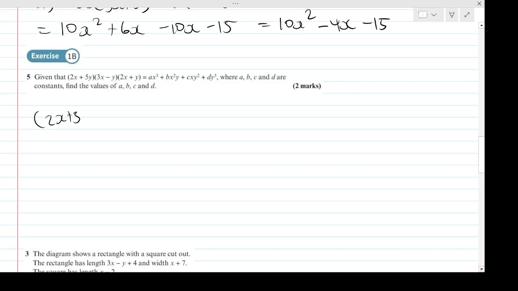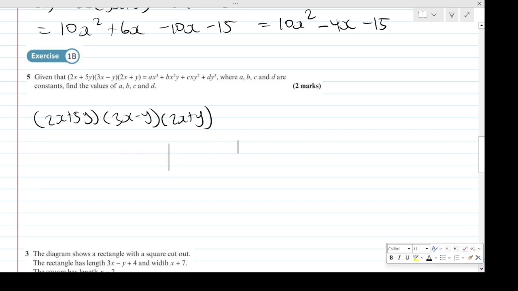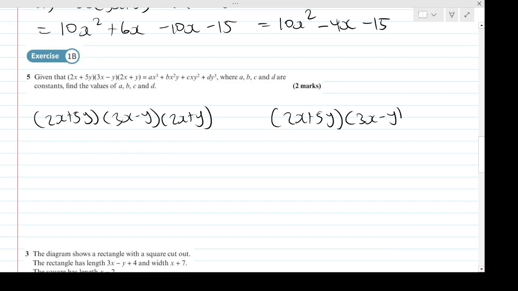So 2x plus 5y, 3x minus y, 2x plus y. Well, exactly what we've just been doing. First, we expanded the first two sets of brackets. So that's going to be 2x add 5y, 3x minus y. Well, that's going to go to, again, I'm going to do the first term, 2x by all the terms here. So 2x times 3x is going to be 6x squared. And then 2x times minus y is going to be minus 2xy.